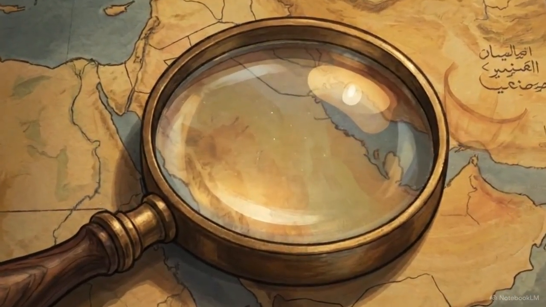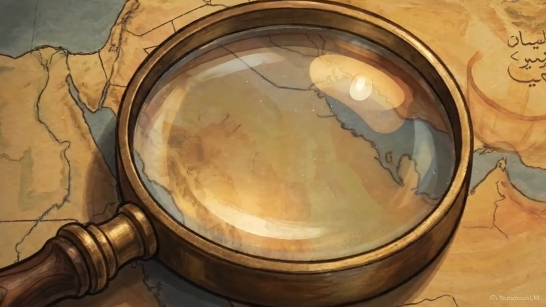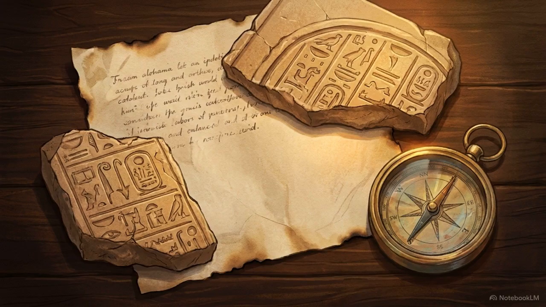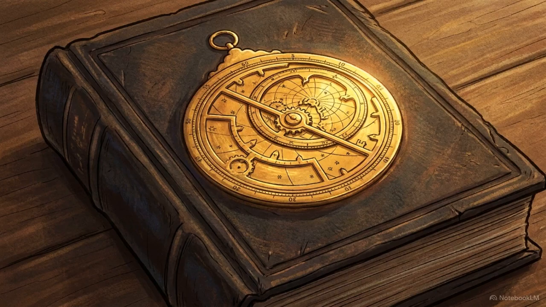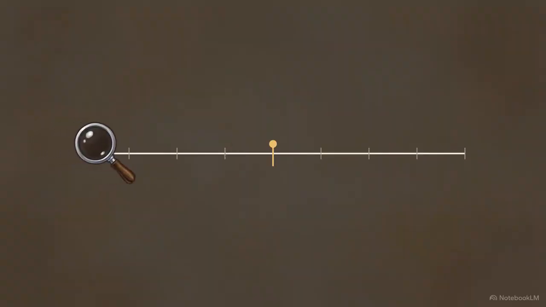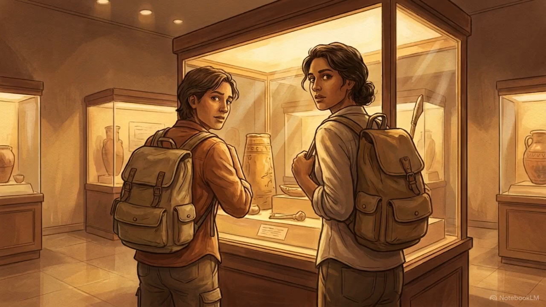Today, we're going to look at the world a little differently. We're going to see how we uncover the story of where we come from. That story is what we call history. It isn't just a list of names. It's the active study of events that happened long ago to figure out what really took place. We look backward so we can understand the present.